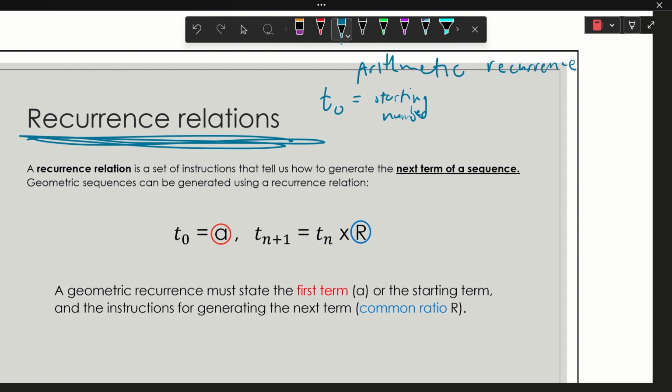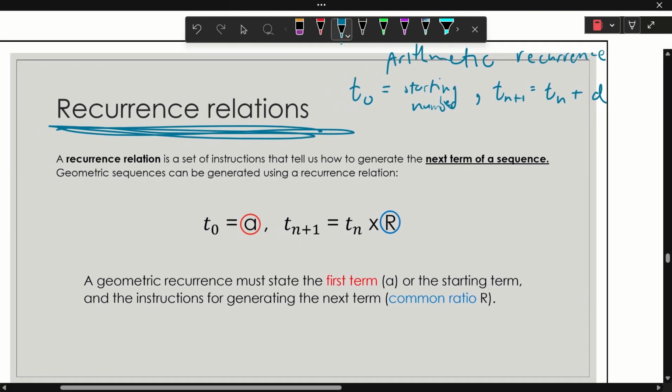Or you could call it A as well, that's fine. And then Tn plus 1 is equal to Tn plus D. That's the common difference. That's for arithmetic. Notice how in geometric, it's actually pretty much the same thing. The only thing that changes is this guy, the common ratio. So instead of adding or subtracting, you're just multiplying by the number. That's the only difference. So if you already know how to do your arithmetic, the geometric's not that hard. It's the same idea.